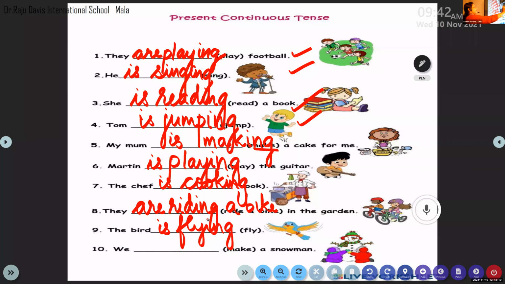Rafan Muhammad, come on, do the last question. Not a bird, the tenth question. We dash make a snowman.